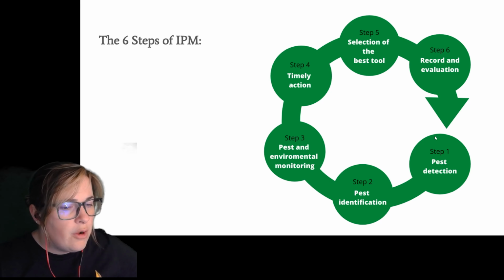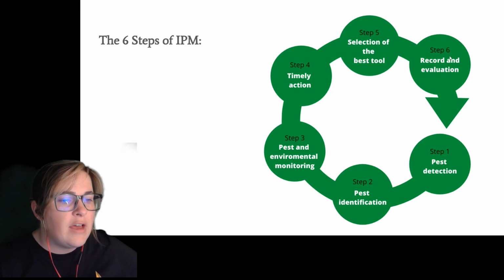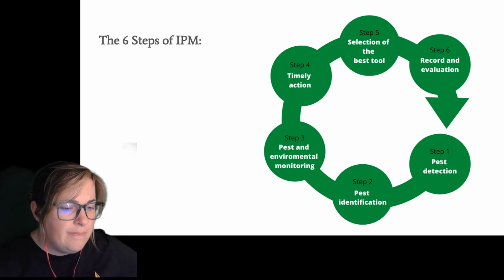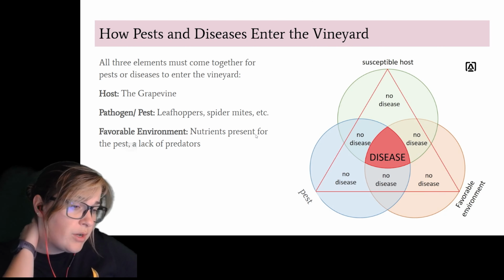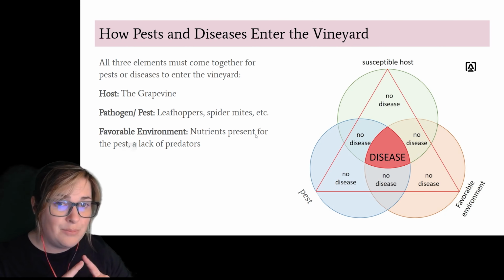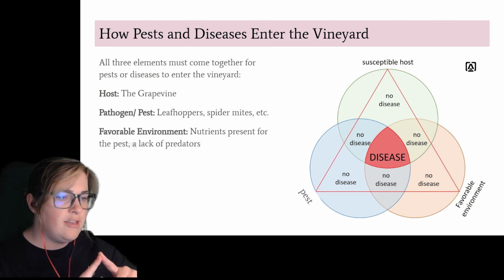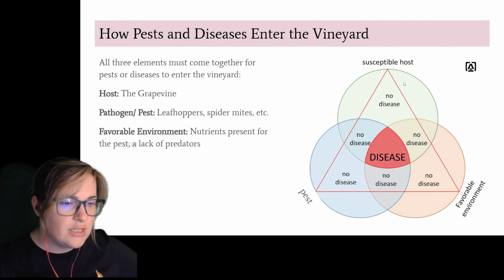Cool. There are 6 steps of IPM. I'm not going to ask you to memorize this. It's okay. I do want you to understand the disease and pest triangle though. We'll talk more about this when we get into diseases for our next presentation.